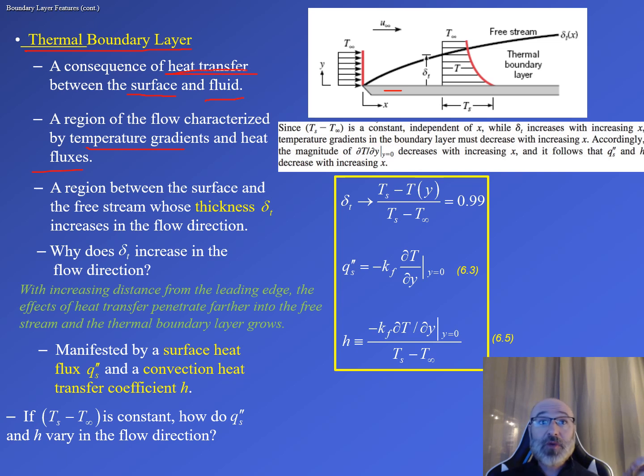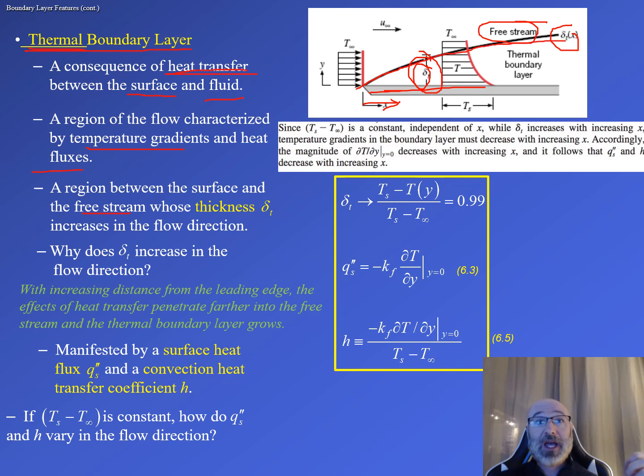Now, this is also a region between the surface and the free stream. So there's our free stream right up there again, and there's our surface right there, whose thickness is delta sub T now, because the T sub T right here is for thermal. This is our thermal boundary layer right there. This is going to still increase with our flow direction. So again, our flow is moving in a positive x direction, and we can see our delta sub T here being dependent upon x and increasing by this shape from our leading edge.